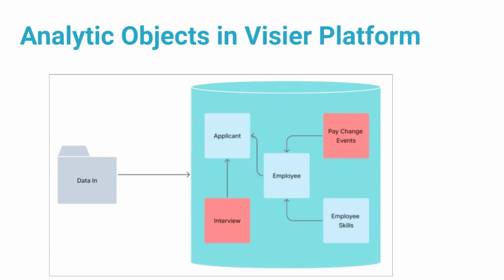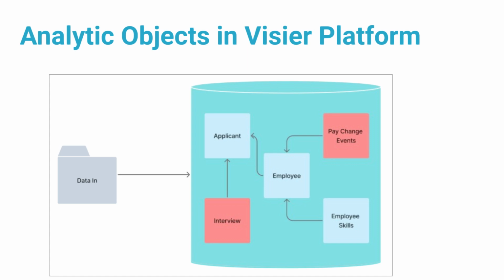For instance, consider a common HR scenario. You're analyzing employee turnover and want to understand if top talent is leaving due to mismatched job roles. To explore this, you might look at the applicant data tied to each departing employee. Did their applicant profiles indicate a good fit initially?